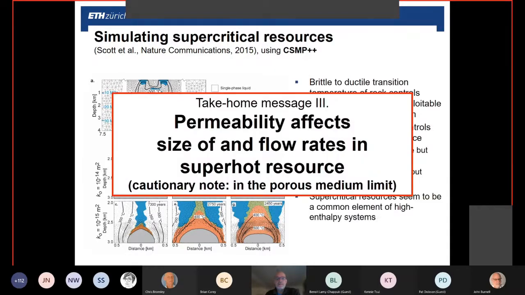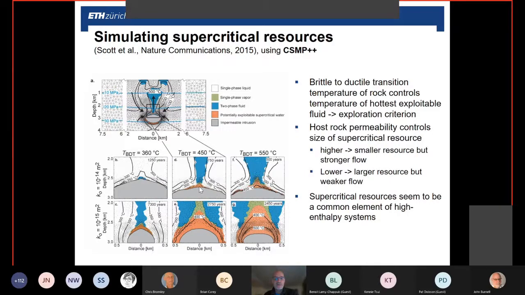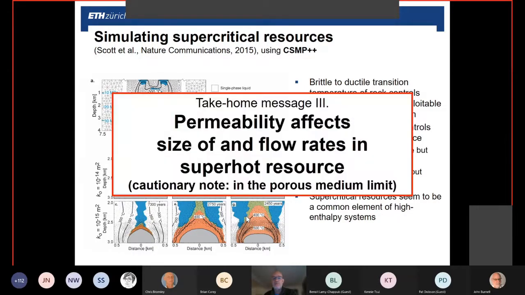Now, one of the things here is, again, permeability affects the size of and the flow rates in the superhot resource. And that, of course, needs to be understood if you want to explore for them. Because if you have a tiny thing like this, it's much more difficult to hit with a well than if you had a bigger one like this. But the bigger one has lower flow rates, very similar.